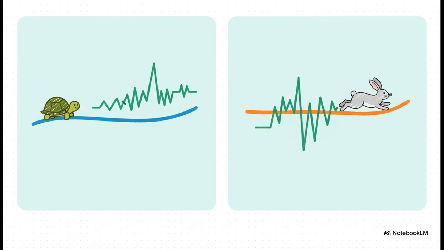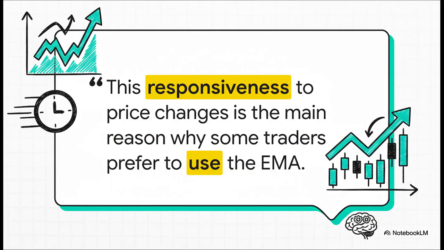A day trader might love this for trying to catch a quick move. So you see, there's no best one. It's all about picking the right tool for the job. And as Investopedia points out, that speed is everything for some people. For traders who need to be nimble and react fast, the EMA's sensitivity is a huge, huge advantage. It's designed to give you that slightly earlier heads up that a trend might be about to turn.